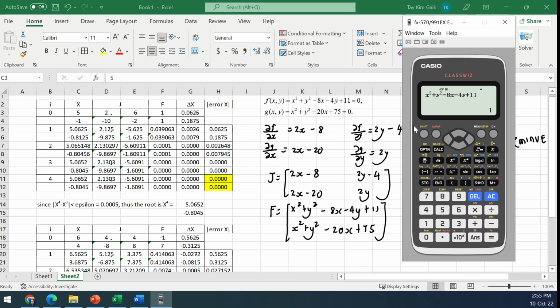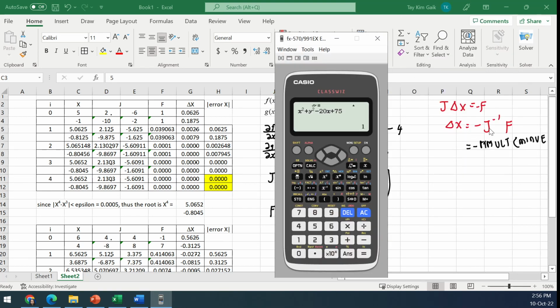Then calculate the function g(x,y), alpha x squared plus alpha y squared minus 20 alpha x plus 75. You calculate. So x already have input of 5, y is -1, and then equal. Also, you obtain 1. Now you want to do delta x. So we use the negative inverse Jacobian multiplied by vector f, right?